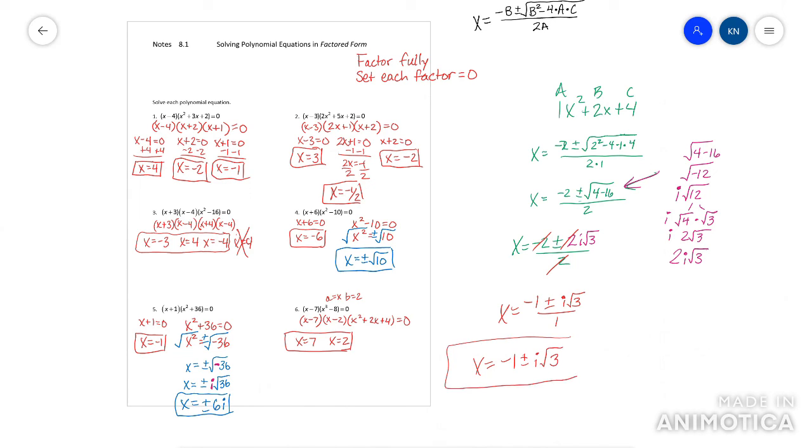I know that was tricky, but all you're doing is running it through the quadratic equation. So get it fully factored, set each factor equal to 0, go solve it, nothing to it.